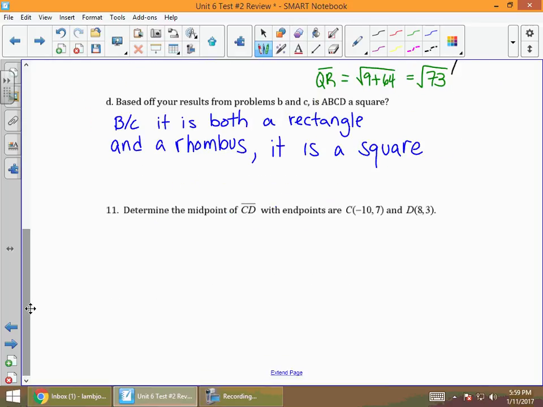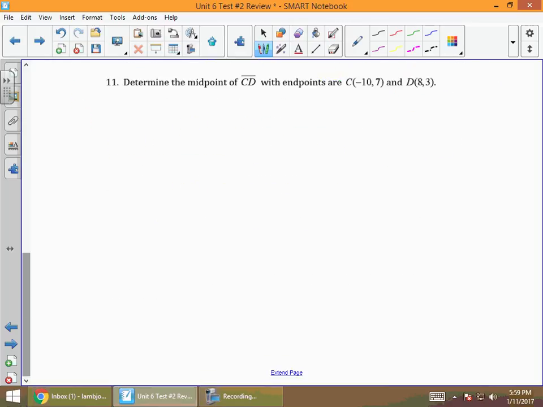And then question number 11, the final question, says determine the midpoint of CD. Now, you could go back and do the partitioning of a segment if you would like, plot these 2 points and do it as a 1-to-1 ratio. If you like that method, that works. I like to look at this a little different. I like to find the average of the x's, and the average of the y's.